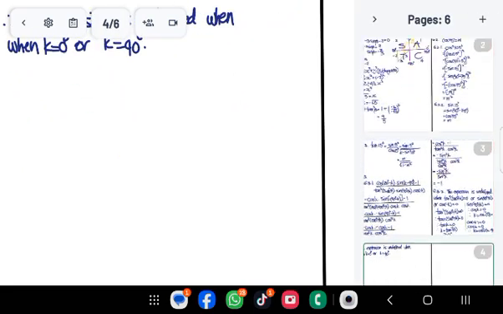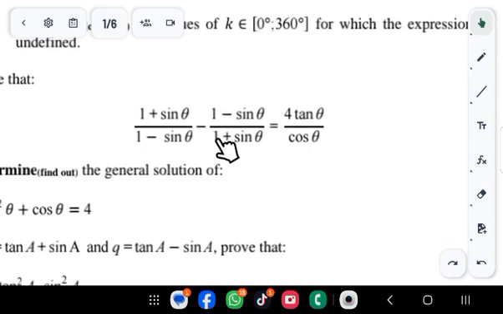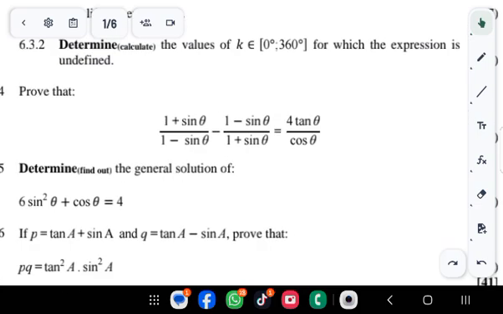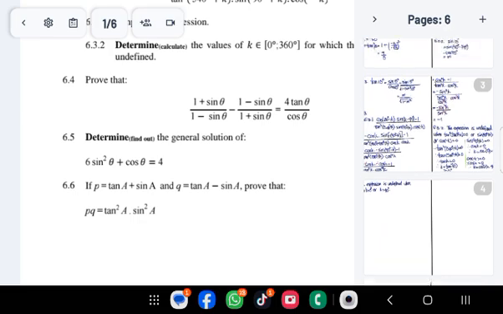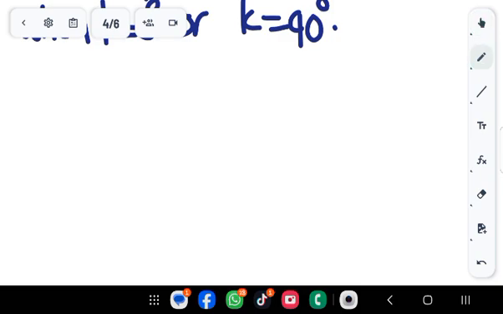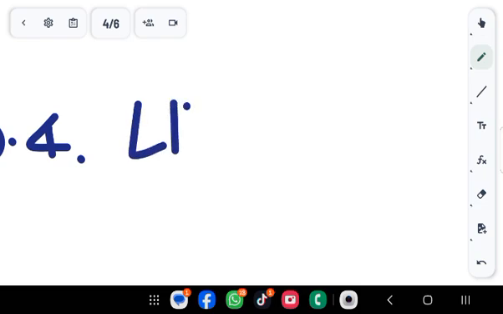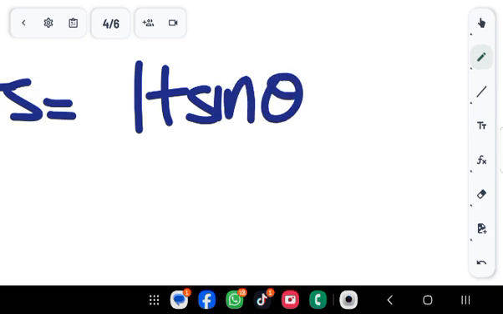Next question. Prove that (1 plus sine theta) over (1 minus sine theta) minus (1 minus sine theta) over (1 plus sine theta) equals 4 tan theta over cos theta. Alright, so we need to prove the left hand side, 6.4. Left hand side equals 1 plus sine theta over 1 minus sine theta.